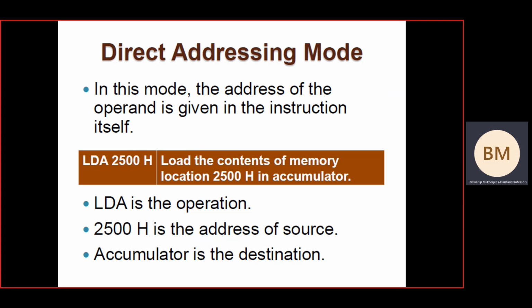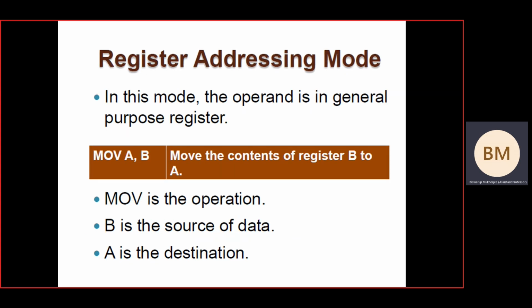So what is the source? Source is 2500H. Instead of that, you can write 4000H. That means the address location 4000. The data that has been stored at the 4000H location will be fetched and stored in the accumulator. So the destination is my accumulator and my source is directly given as memory, right? So that is direct addressing mode. Now coming to the register addressing mode.